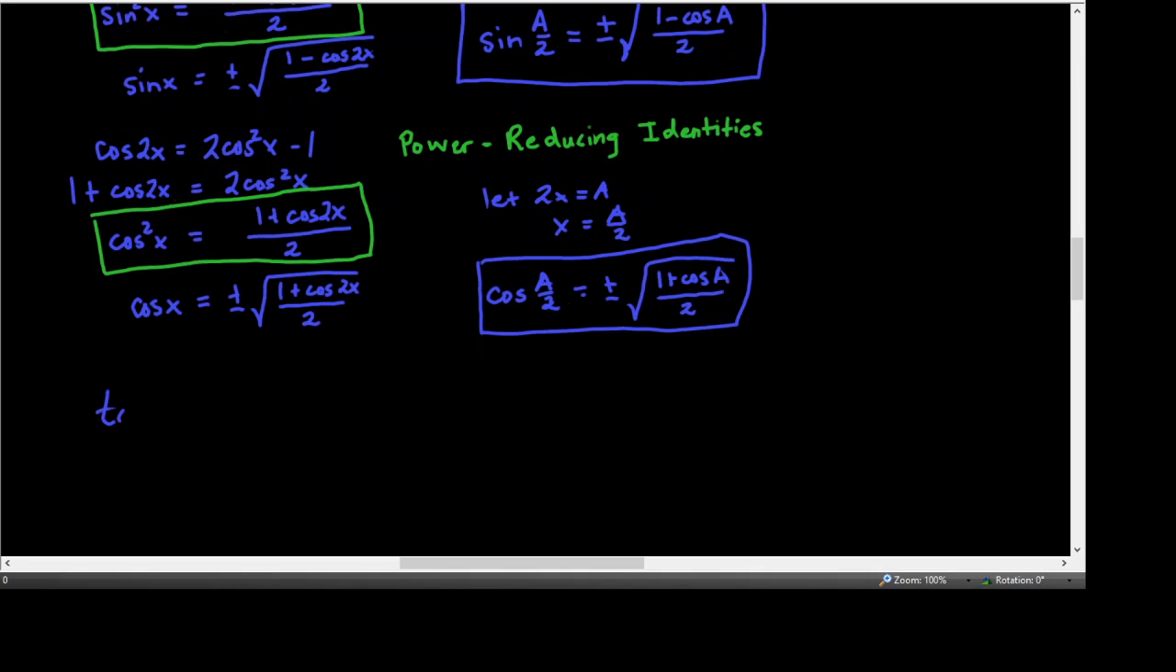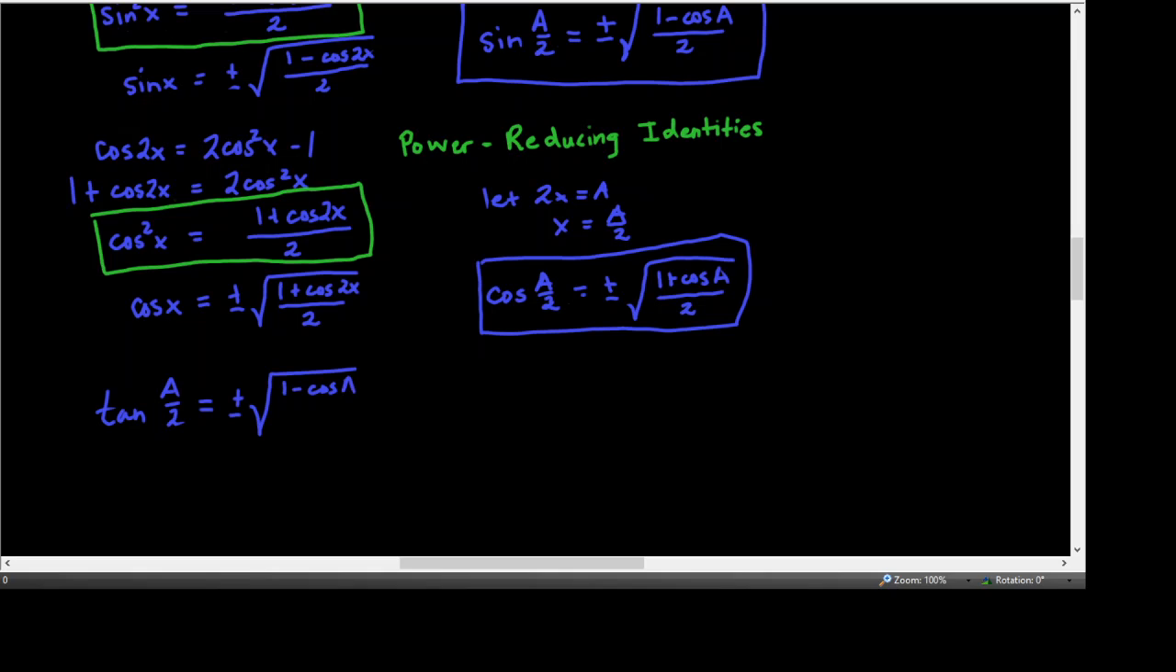The tangent, I'm not going to develop this one for you. I'm just going to tell you what it is. There are 3 versions of this. One is to use the idea that it would be sine of a over 2 divided by cosine of a over 2. And after you simplify, this is what you would get.